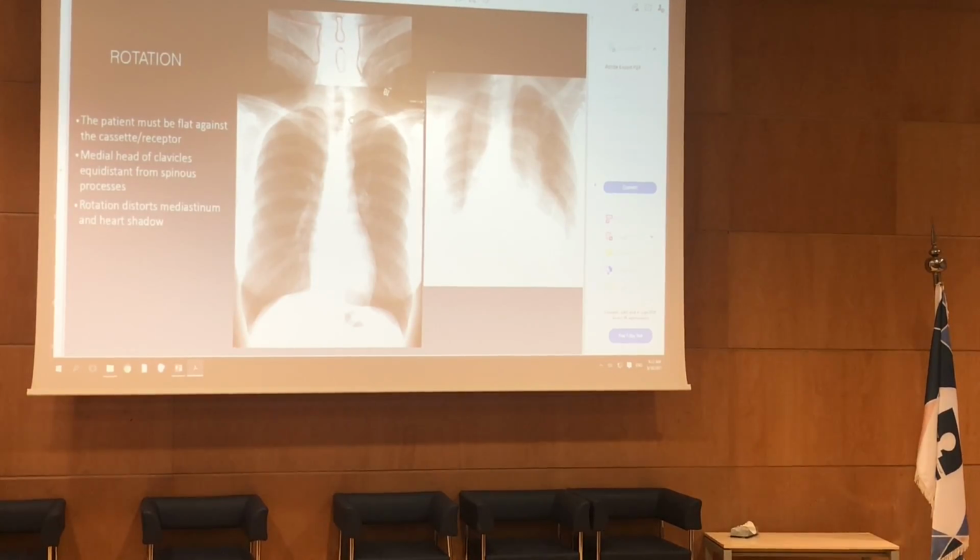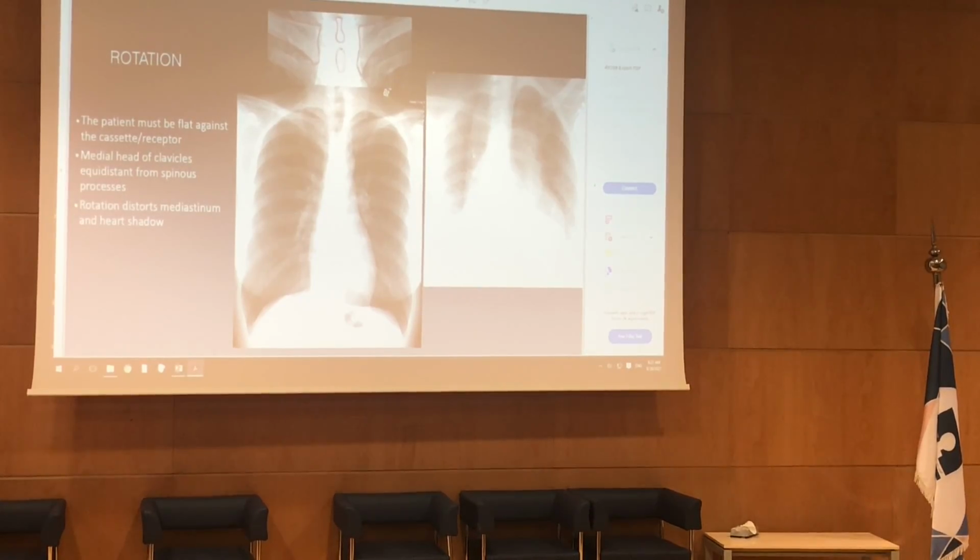So what happens if the patient is rotated? You see, this is the medial side of the left clavicle. And we know this is the left because the pacemaker lead is on the left. And this is the medial side of the right clavicle. And those are the spinous processes. So the orientation is completely wrong, right?